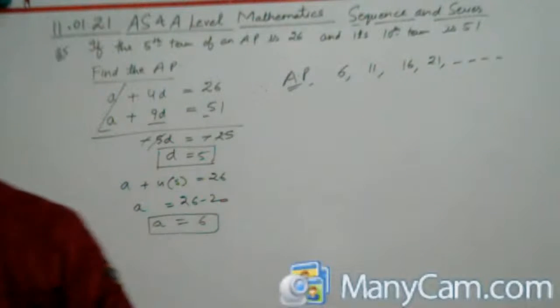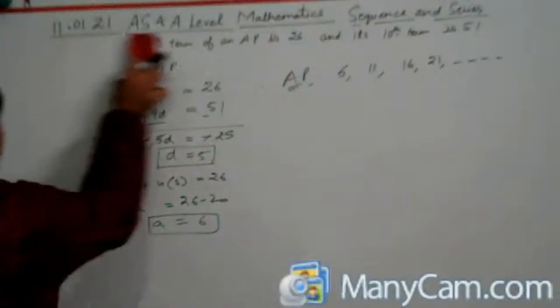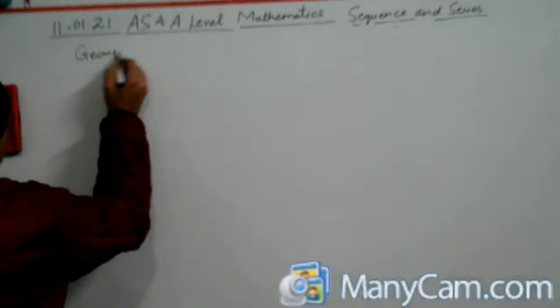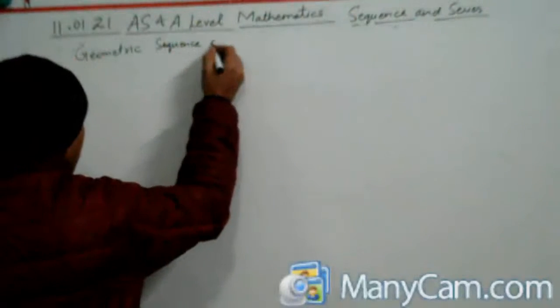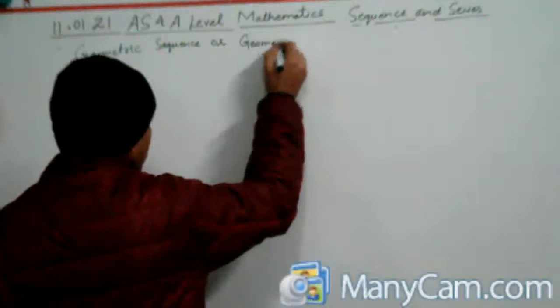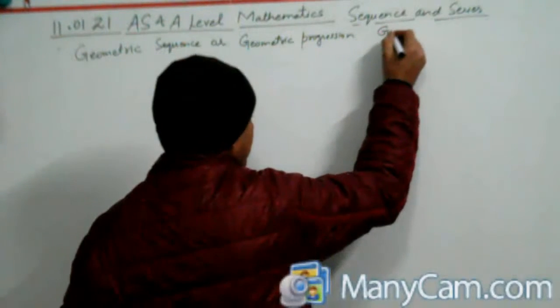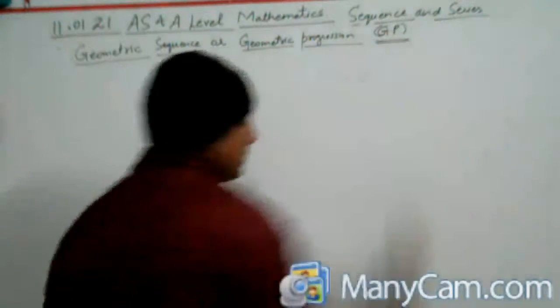Now let's take another type of sequence, that is the geometric sequence. The next one is the geometric sequence. We have studied also GP, geometric progression. So what is this geometric sequence or geometric progression? Geometric sequence or geometric progression, or GP. We have studied it in the previous grade also.